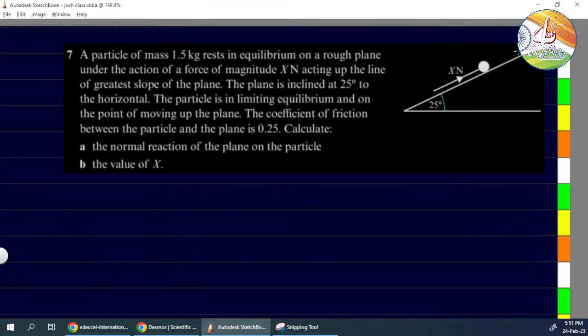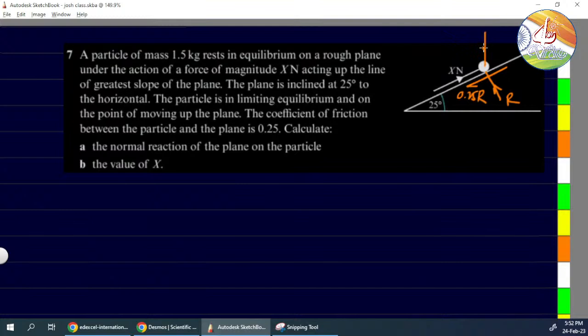So once again it is moving upwards. Where will the friction act? Friction will again act in the downward direction, right? So this will be the normal reaction, let's call it R. The coefficient of friction is given, 0.25. Because it is about to slide upwards, we can directly take friction as mu times R.